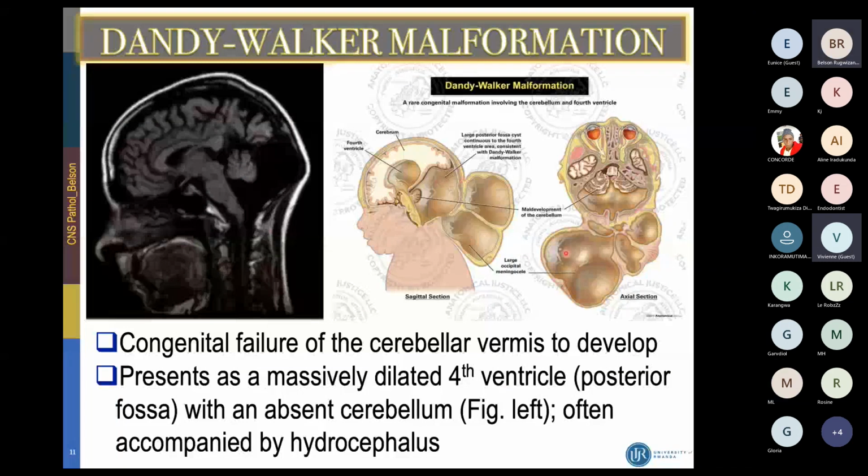So here on this diagram, they are showing that it is usually associated with other maldevelopment, other issues. And of course, the cerebellum is lacking here, it is not there.